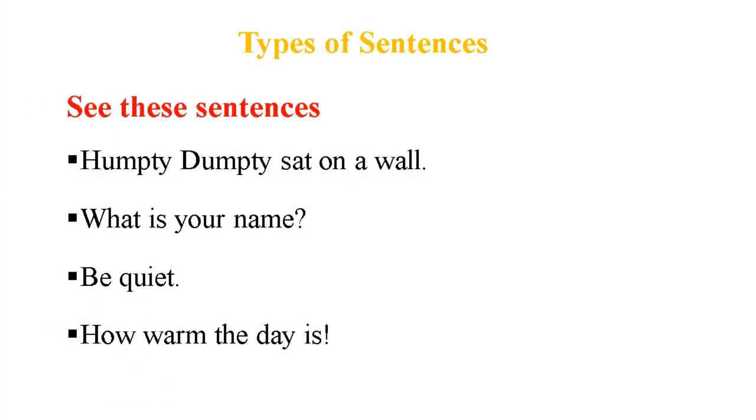Now students, we'll talk about the types of sentences. See these sentences. 4 sentences I have given. First one is, Humpty Dumpty sat on a wall. What is your name? Be quiet. How warm the day is. These are the 4 sentences, but they have different formats. They are written in a different way. So, these are the 4 types of sentences.